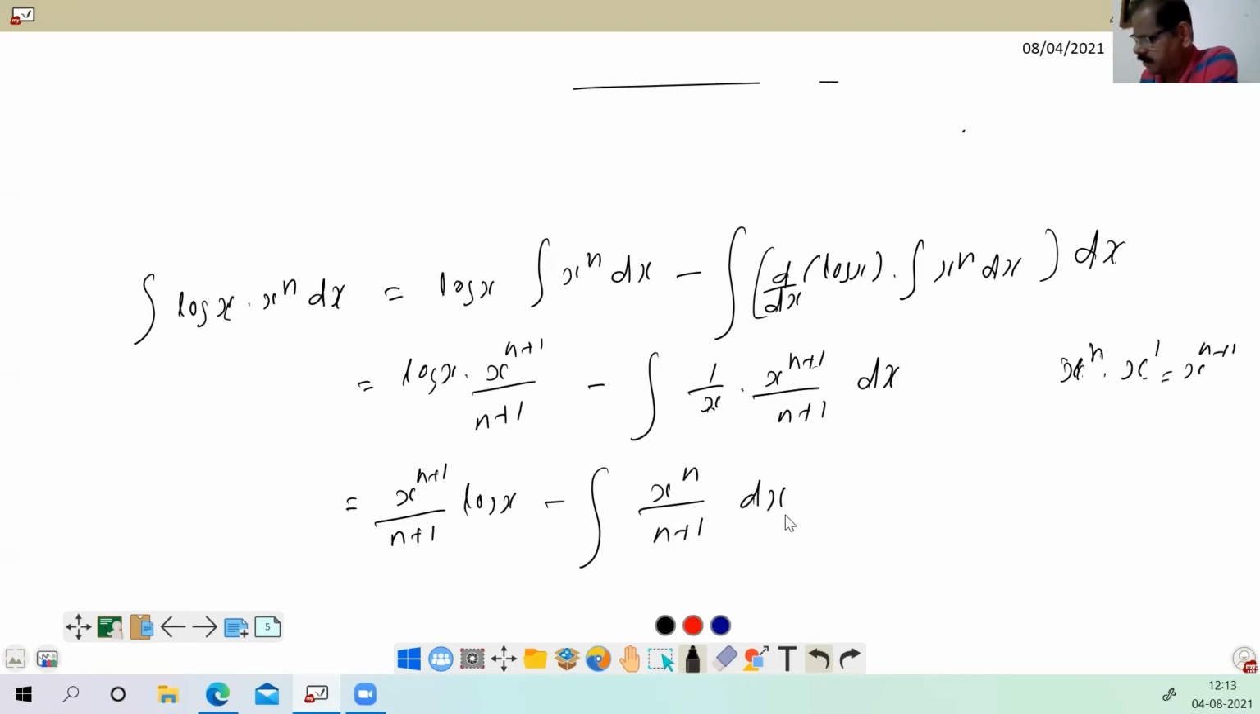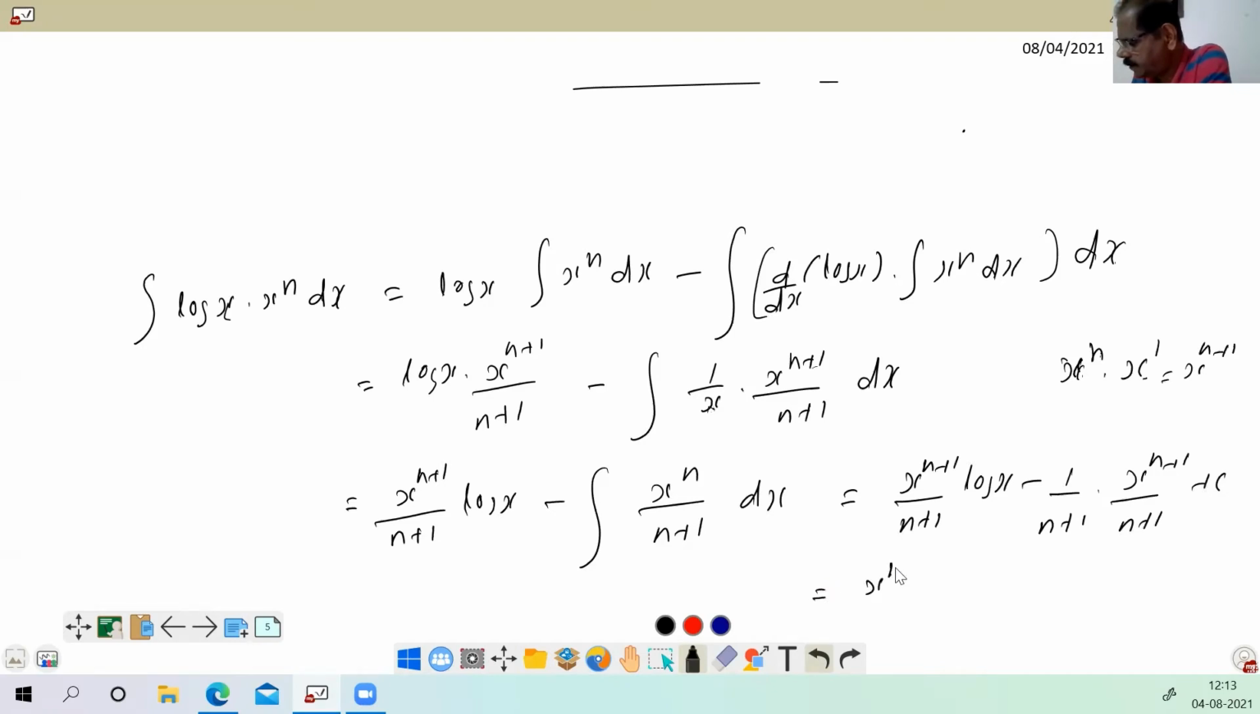Again, this n plus 1 can be taken out. Here it is x raised to n plus 1 by n plus 1 log x minus this 1 by n plus 1 can be taken out. Integral x raised to n is again x raised to n plus 1 by n plus 1 plus c. So x raised to n plus 1 by n plus 1 can be taken out. So we have log x minus 1 by n plus 1 plus c. So this is the answer.